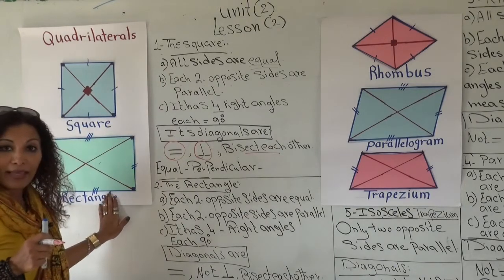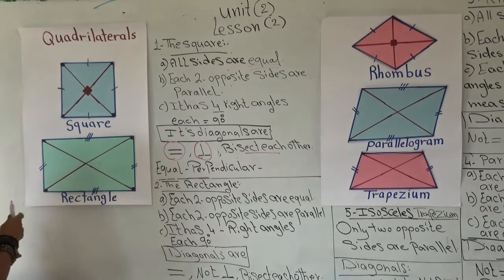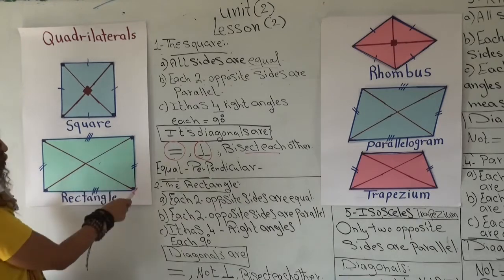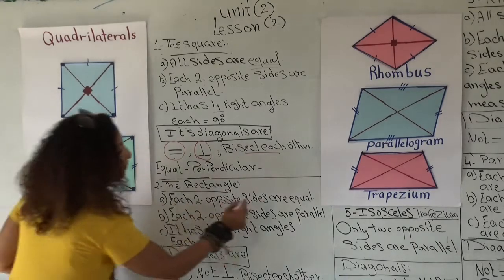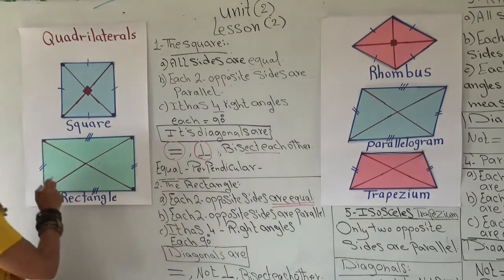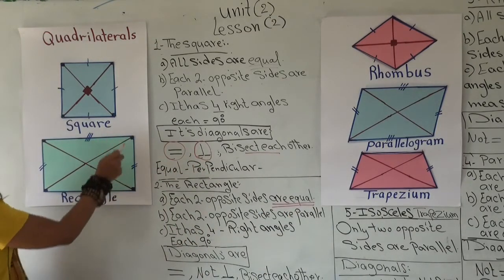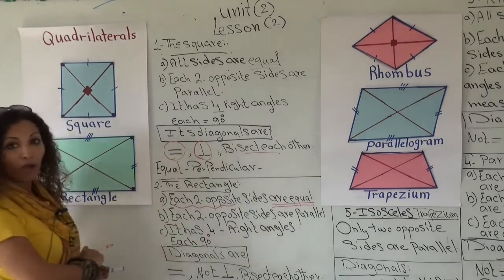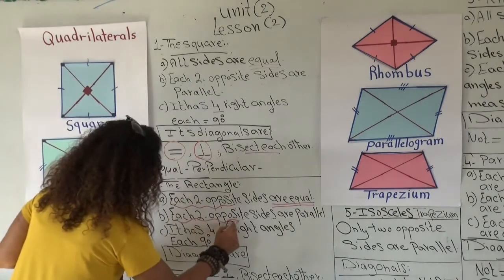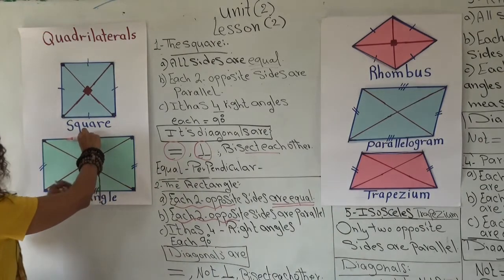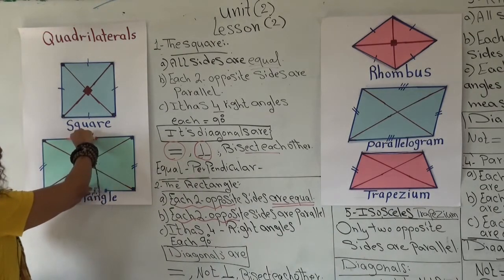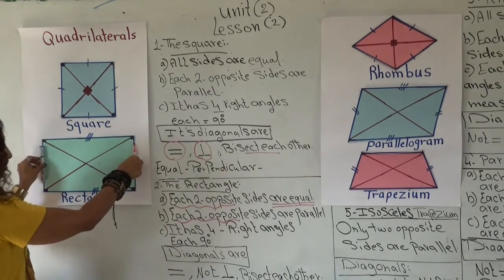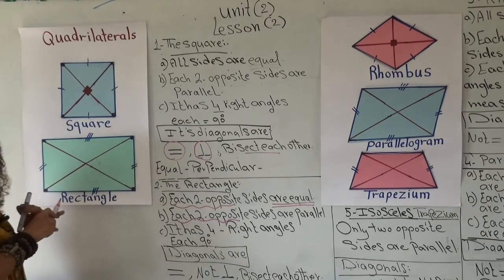The second one is the rectangle. Watch with me the rectangle here. We are going to talk first about its properties. In the rectangle, each two opposite sides are equal, because we have length and width. So this side equals this side, and this side equals this side. Each two opposite sides are also parallel. Watch my marker here, they are parallel, they never intersect each other. The opposite sides are parallel and the opposite sides are equal.